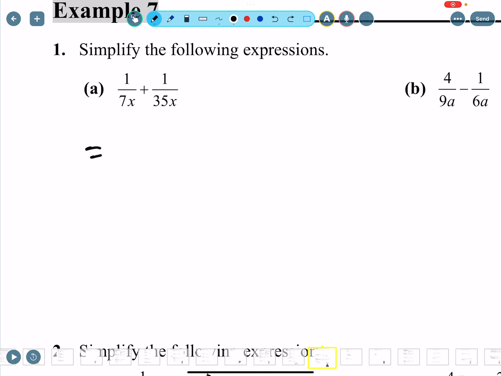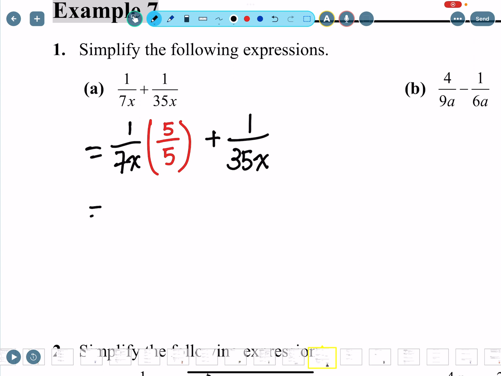So for example here, in my mind, I can change 7 to 35 very easily. So 7 to 35 is just multiplying up and down with 5, plus, and I'm not going to change the right side because our goal is to change it to 35x for both of them. Now over here is going to be 5. 1 times 5 is 5. 7 times 5 is 35. 35x plus 1 over 35x.